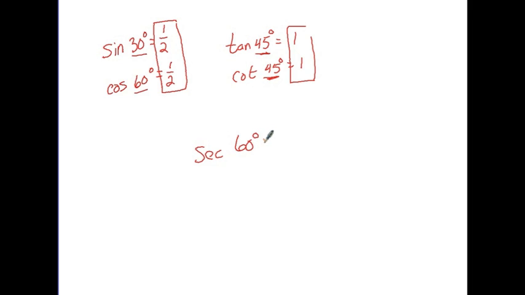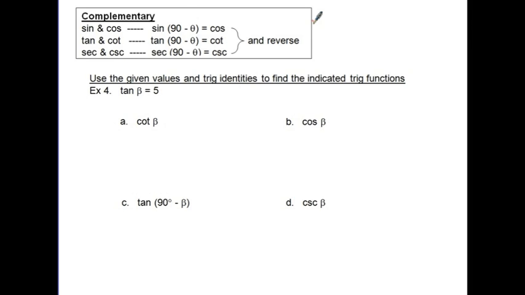So secant of 60 degrees. If you look at that on your chart that you filled in, you should see it comes out to be 2. And if you do cosecant of 30 degrees, that is also 2. So again, complementary to each other, exact same values. Okay? So we're going to use these examples to help us understand what is going on this page right here.